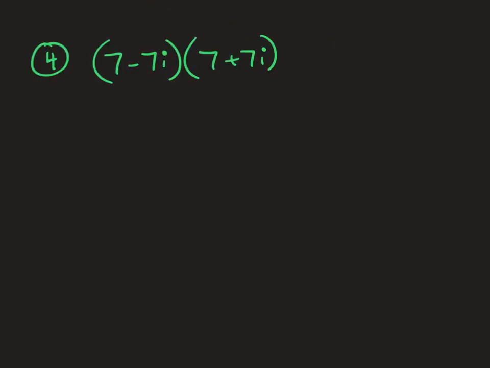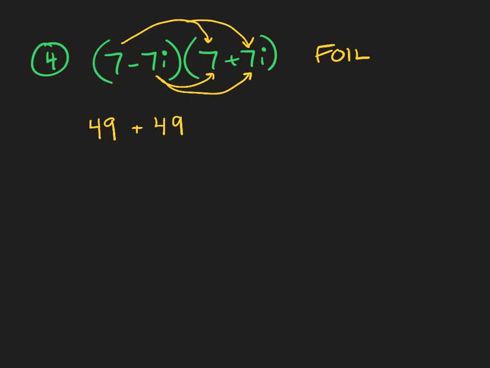Number 4, 7 minus 7i times 7 plus 7i. We're going to FOIL again. So 7 times 7, 49. 7 times 7i, it's going to be 49i. In the middle, negative 7i times 7, it's going to be negative 49i. And then lastly, negative 7i times positive 7i. Negative times a positive is negative. 7 and 7 is 49. And then your i's that you're multiplying give you i squared.